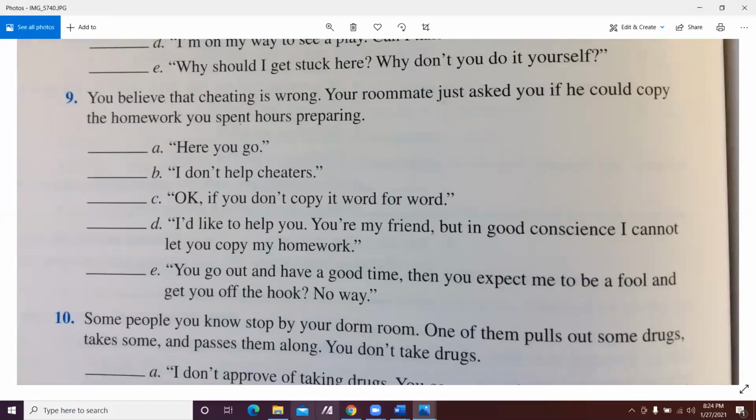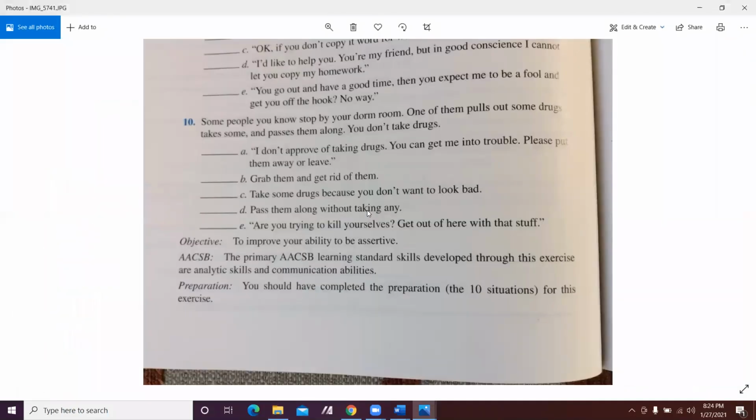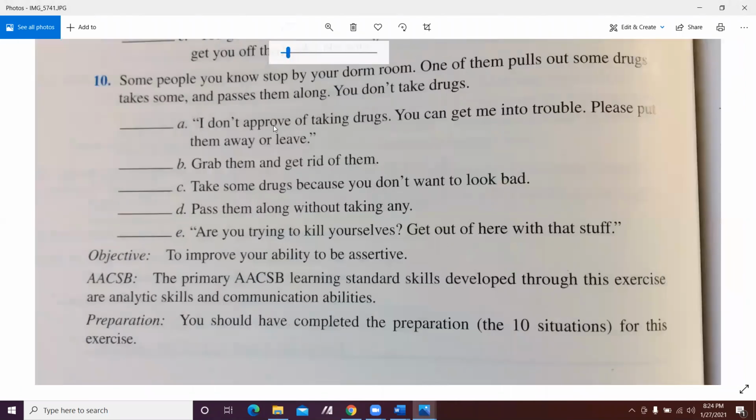Right, the last one now. Situation 10. Some people stop by your dorm room. Assume you are in the hostel, and one of them pulls out some drugs, takes some and passes them along. You don't take drugs. Response A: I don't approve of taking drugs. You can get me into trouble. Please put them away or leave. B: grab them and get rid of them. Aggressive. C: take some drugs because you don't want to look bad. Passive. D: pass them along without taking any. Passive.